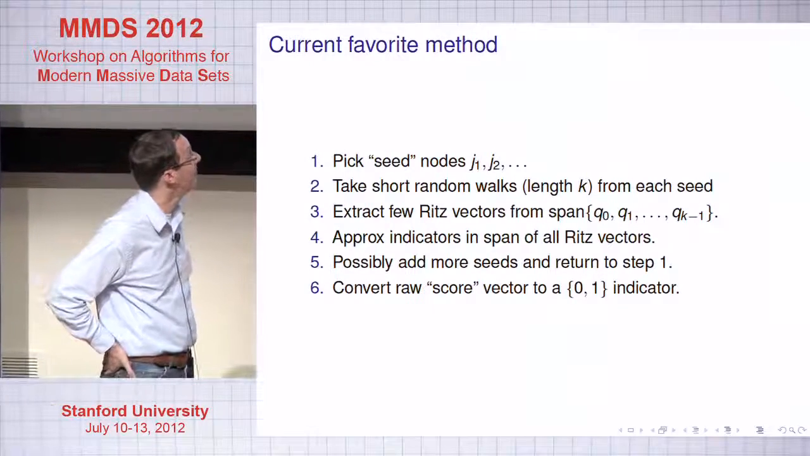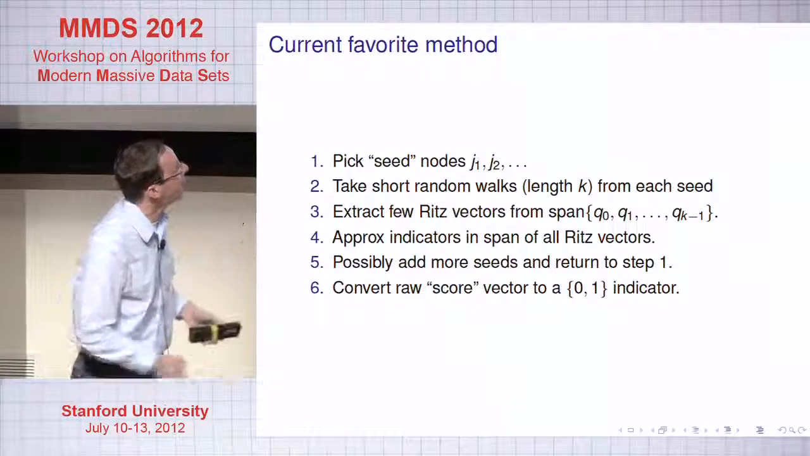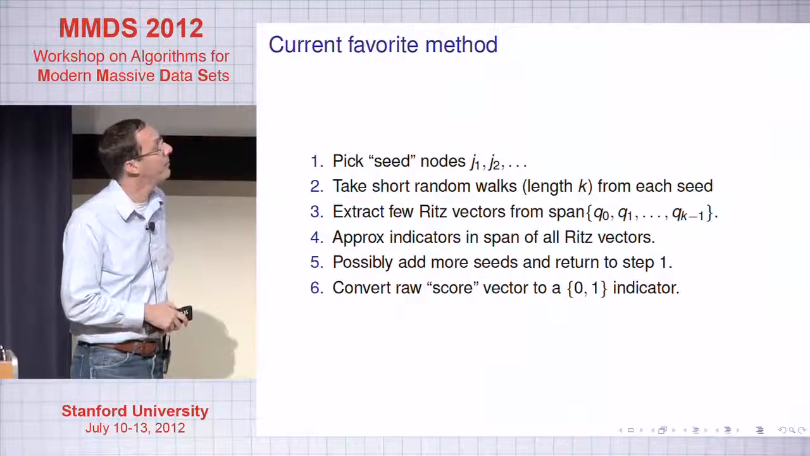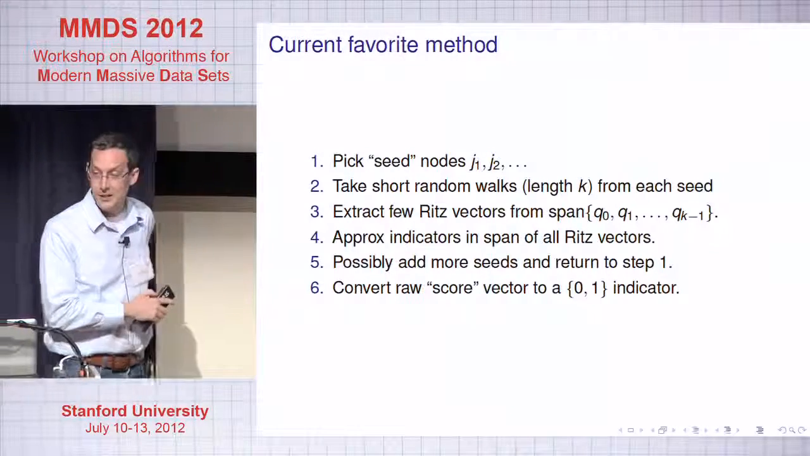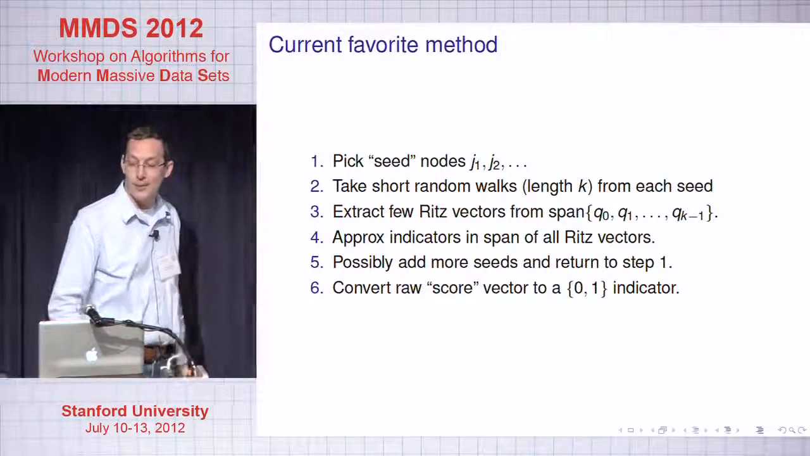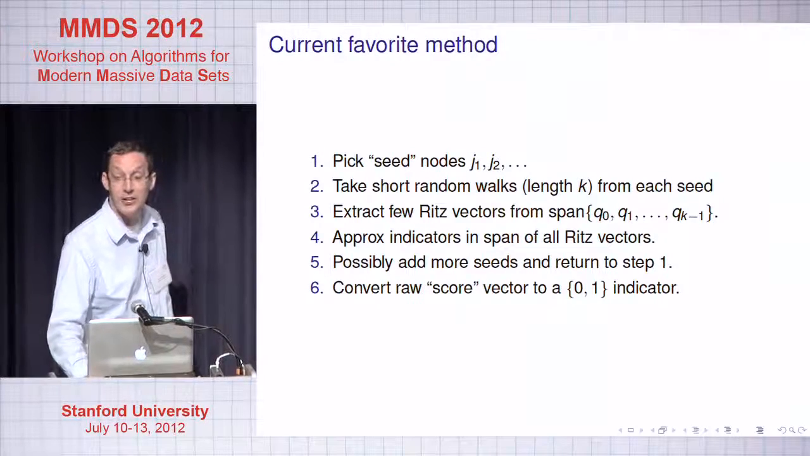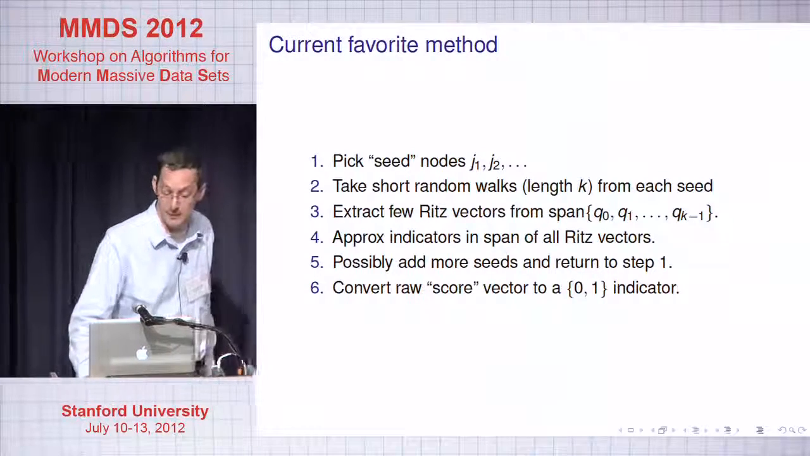So my current favorite method, which is completely ad hoc and which I'm much less happy about than all of the mathematics that just came before this, is to pick a few seed nodes, do this Rayleigh-Ritz approximation to get some subspaces, and use the linear programming that I told you about before in order to try to extract indicator vectors from that subspace.